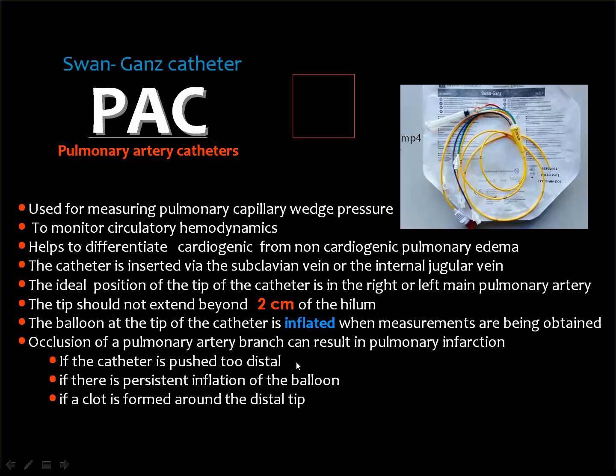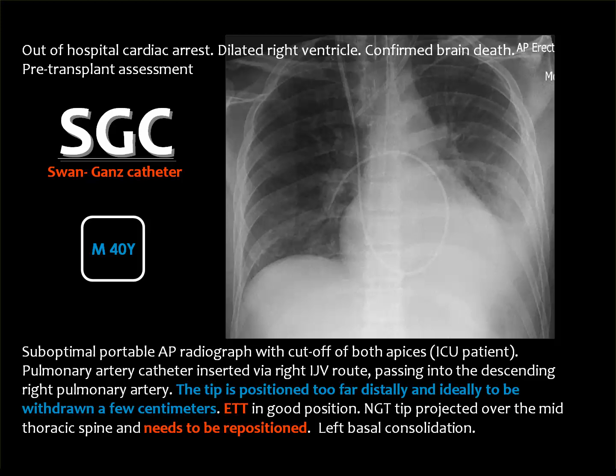If the catheter is pushed too distal, if there is persistent inflation of the balloon, or if there is a blood clot that has formed around the tip of the balloon, this will occlude the corresponding branch of the pulmonary artery, which will result in pulmonary infarction. This is the Swan-Ganz catheter, and you push the catheter into the right or the left pulmonary artery, and the tip should be within 2 centimeters distance from the hilum. And you can see now that the tip of this catheter is a little bit far distal from the usual position, and it needs to be judged.